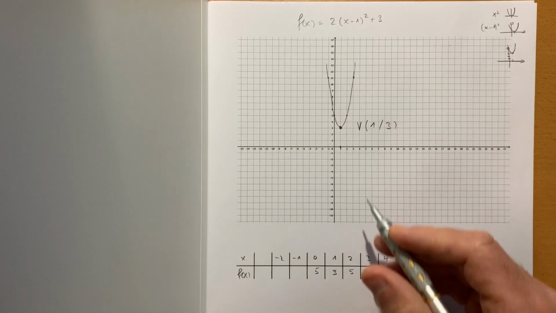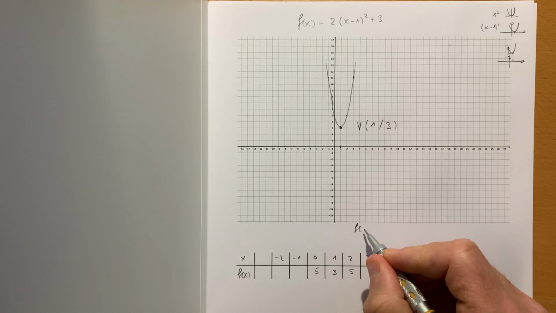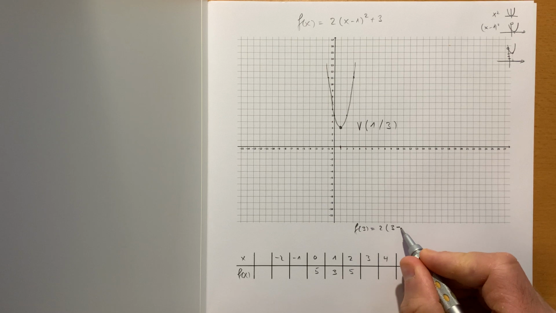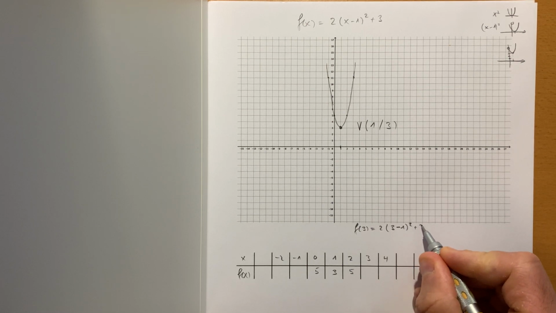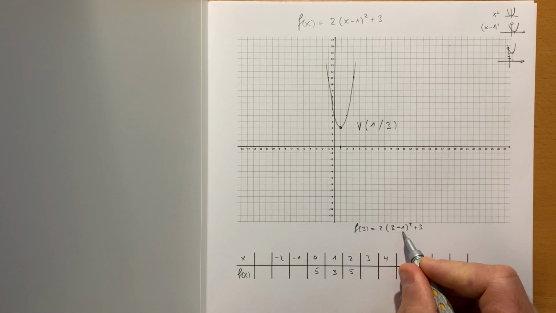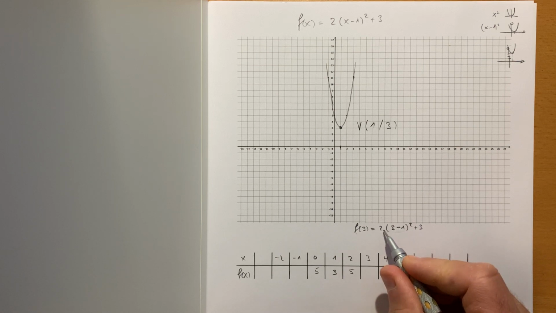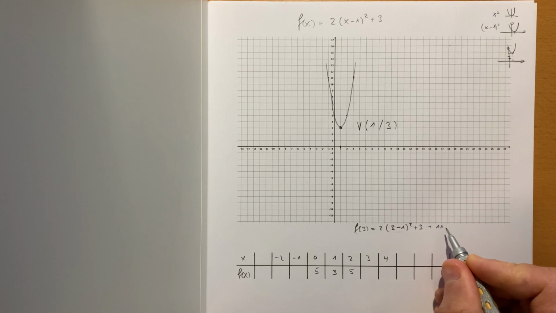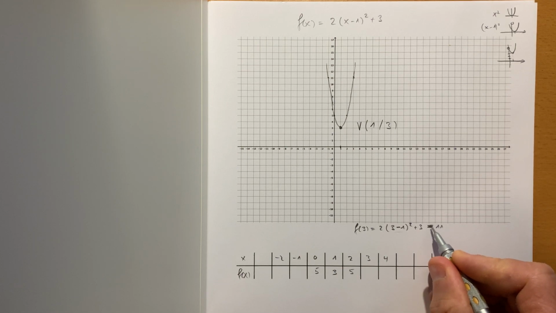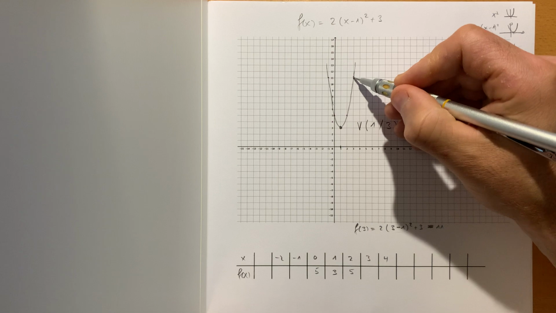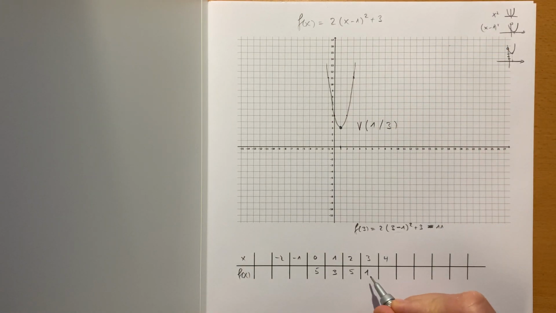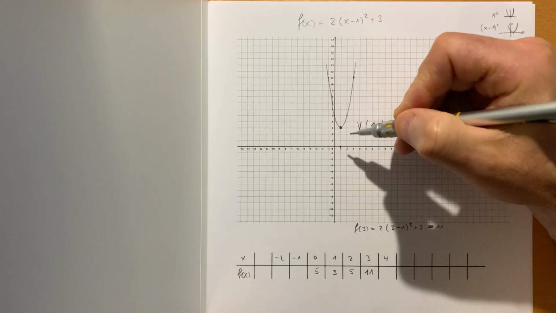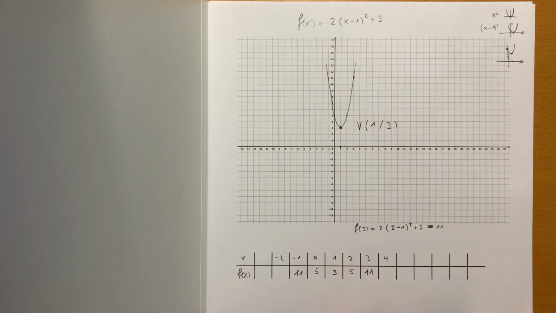Now look at 3, when you plug in 3, let's write it down. 2 times (3 minus 1) squared plus 3, so this is 2 squared, so it means 4. 2 times 4, that's 8, plus 3, that's going to be 11. Look, it goes through 11, so this will be 11. And because it's symmetric with respect to the vertical line through 1, this will be 11 too.